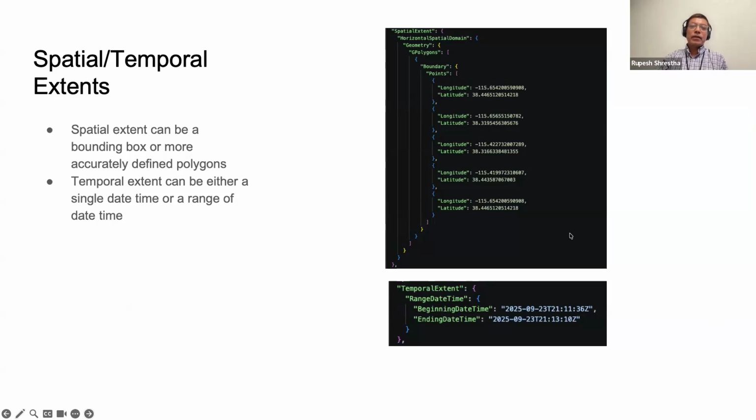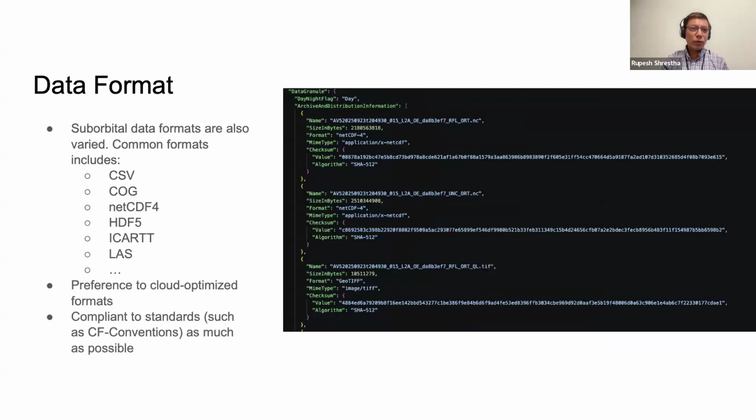That describes a bounding box as a polygon and is showing the coordinates of four vertices. It can also be a lot more vertices if we were to define it more accurately as well. And the time extent can be a single date or with the beginning and the end period in Universal Time, UTC format. And suborbital data sets can also be of varied formats.